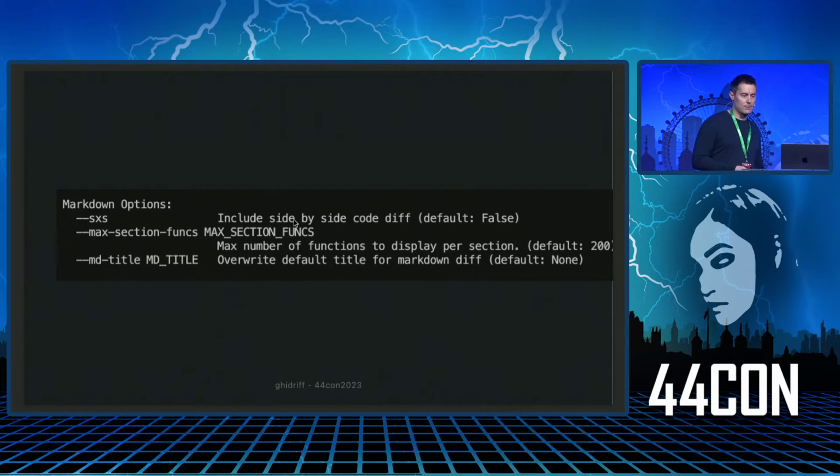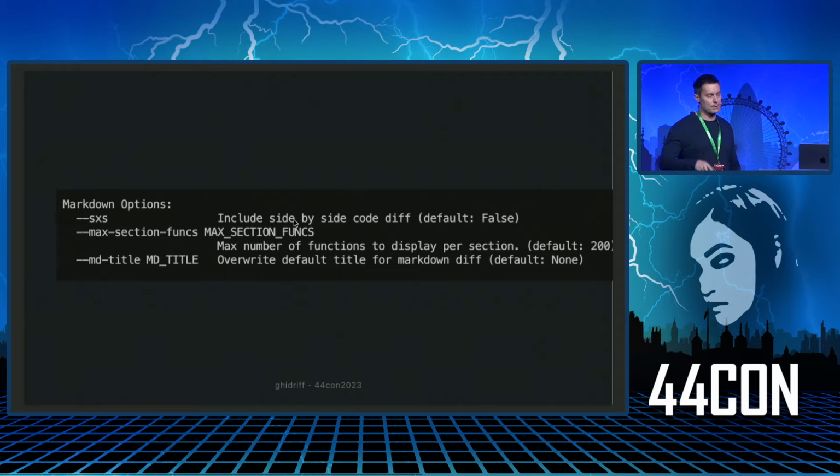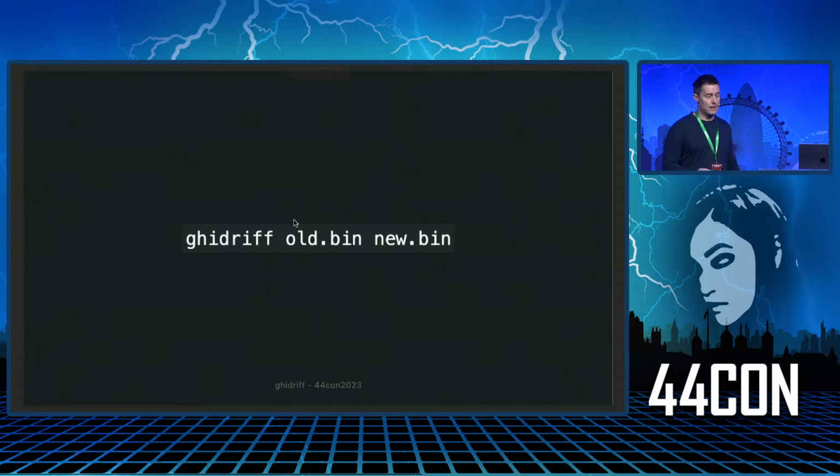And you have different markdown options, where you can include a side-by-side diff, change the title, or set maybe the max number of results you want. So kind of basic, but the idea is that it's command line, so it becomes a foundation for building more automation around this.